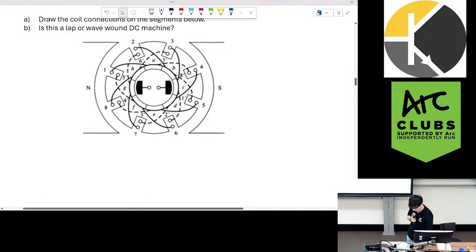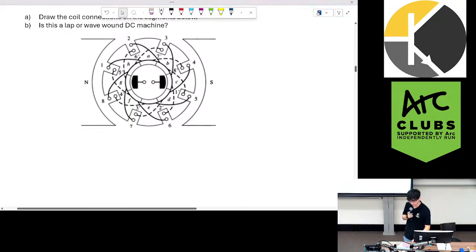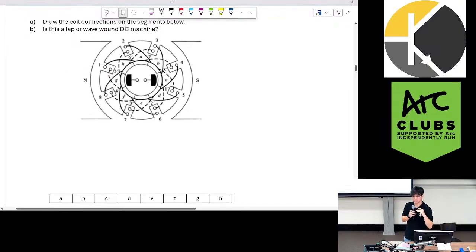So, as I said, with lap windings, we have adjacent segments being connected together by just one coil. So what I like to do with these sorts of questions is I'll start at one segment. So for example, starting at segment A. At segment A, there's two parallel paths. We have one going to coil 1 and one going to the end of coil 8. So let's just follow it this way.